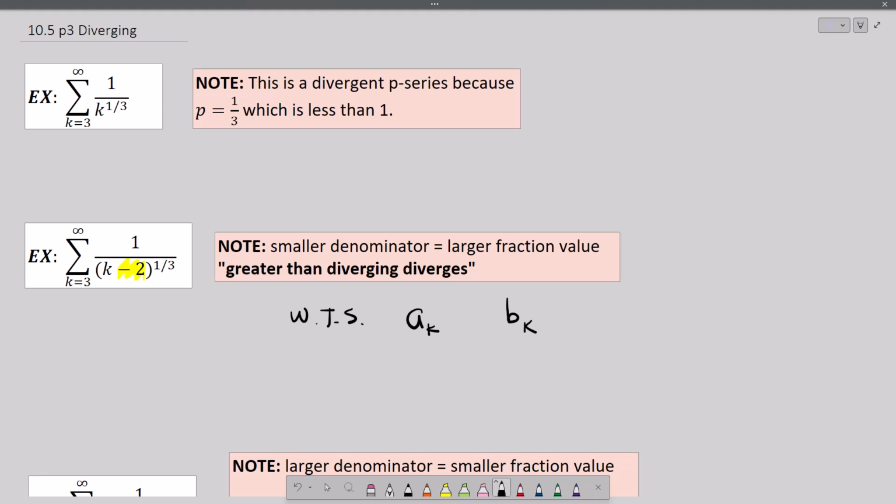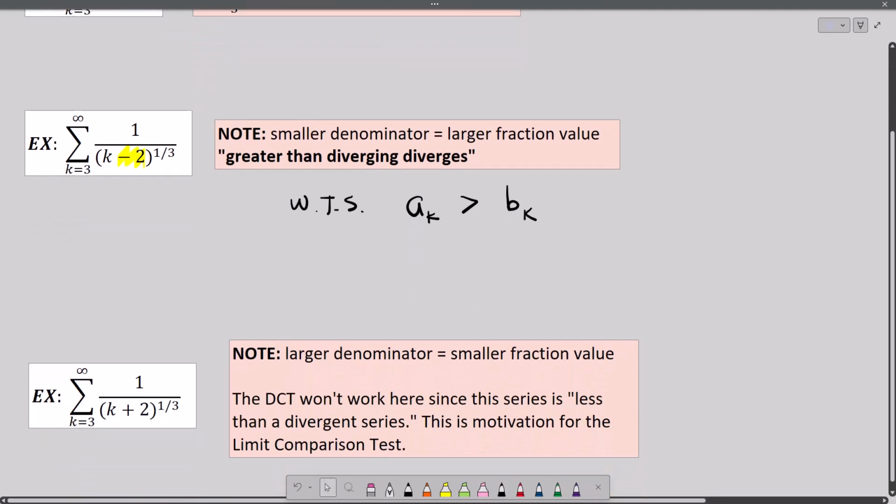We suspect that this one also diverges, because that -2 is pretty insignificant. So it should behave like this one. So we want to show that the a's are bigger or smaller than the b's? Bigger. If the b sub k series diverges, our principle is bigger than diverging diverges. So if we can show that this is true, then we're done. If the a's are bigger than the b's and the b's diverge, the a's have to diverge also.